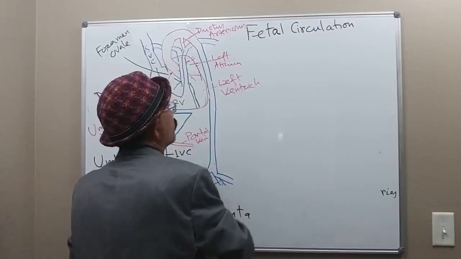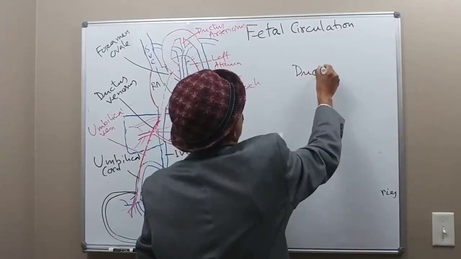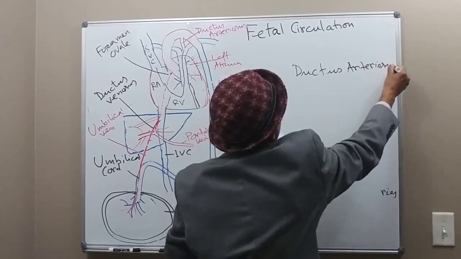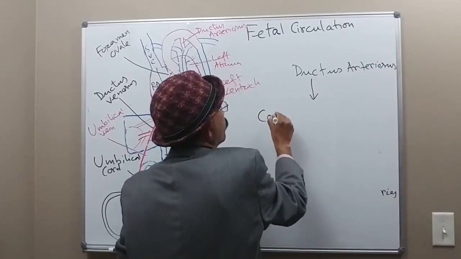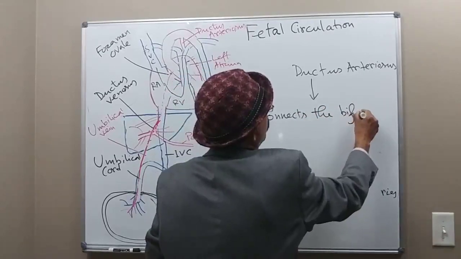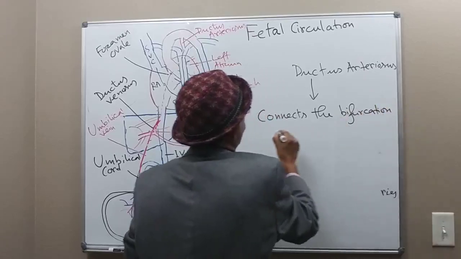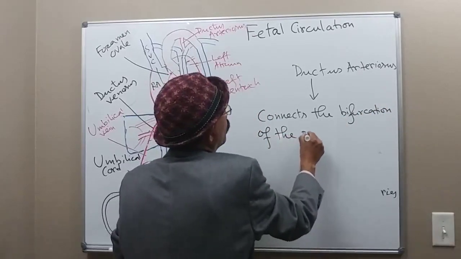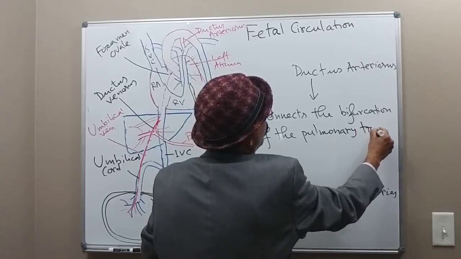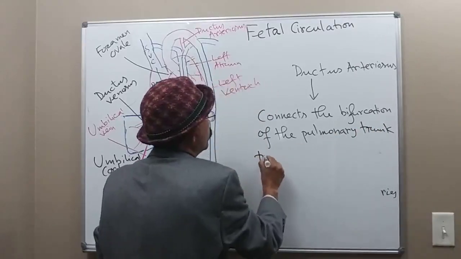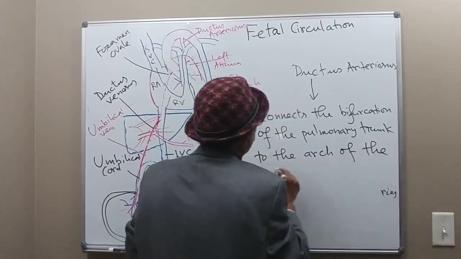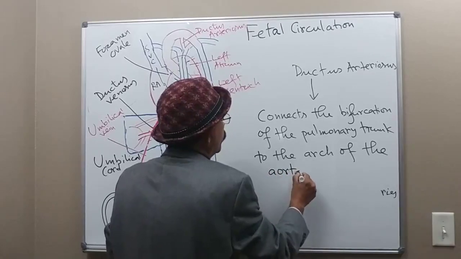So we have the ductus arteriosus. What is the ductus arteriosus? The ductus arteriosus connects the bifurcation of the pulmonary trunk to the arch of the aorta. Okay, we got that.